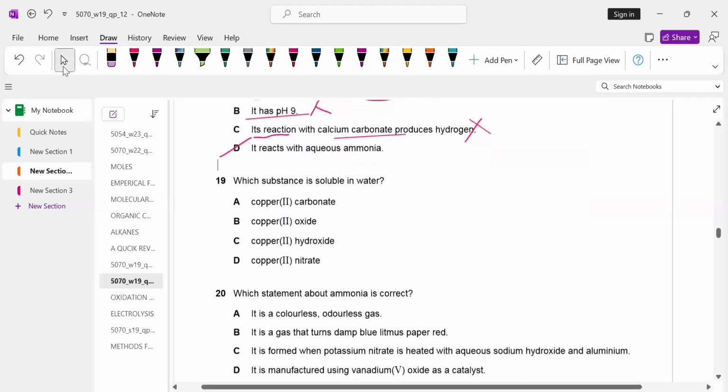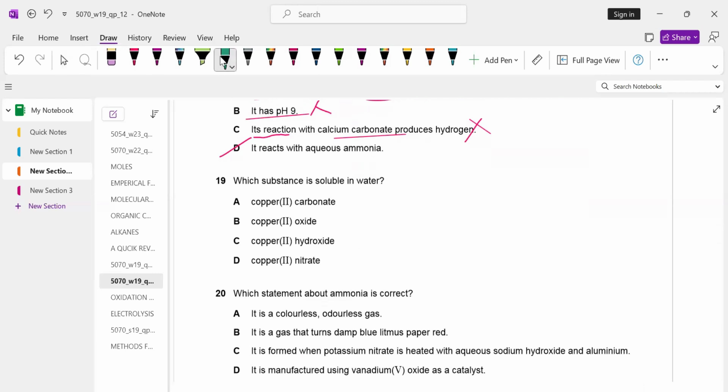Question number 19. Which substance is soluble in water? So for this question, you need to remember the solubility rules. Copper carbonate, no. Copper oxide, no. Copper hydroxide, no. Copper nitrate, yes. So all nitrates are soluble.